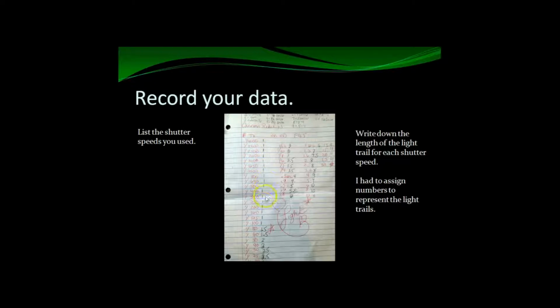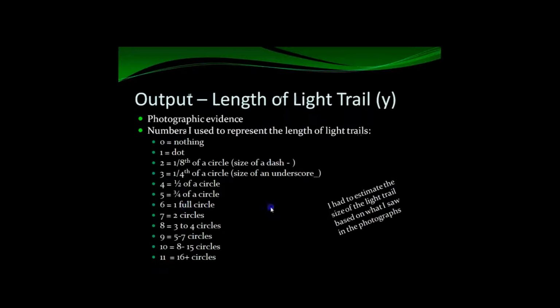And these numbers here are the length of my light trails that I noticed in the photographs. So obviously 1/4000th of a second was just a dot. 1/8 of a second was about 3/4 of a circle. Let's see, anything with a 6 was a whole circle. At 5 seconds, if my shutter speed was open for 5 seconds, it looks like I was able to draw 5 to 7 circles.